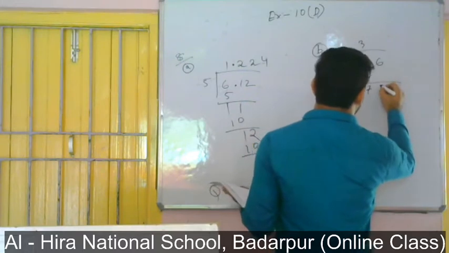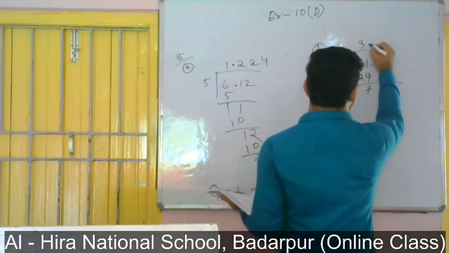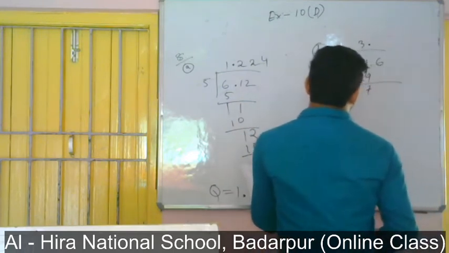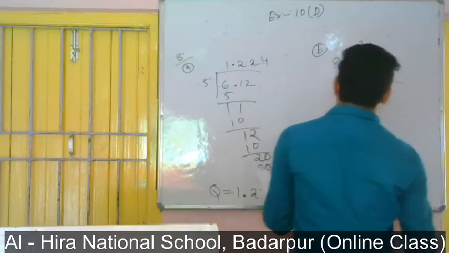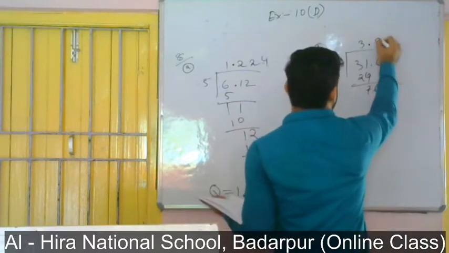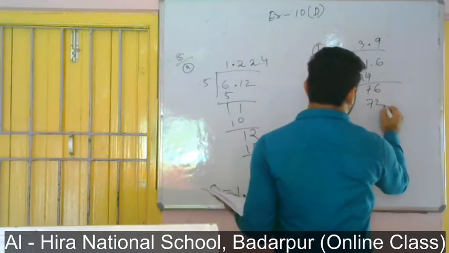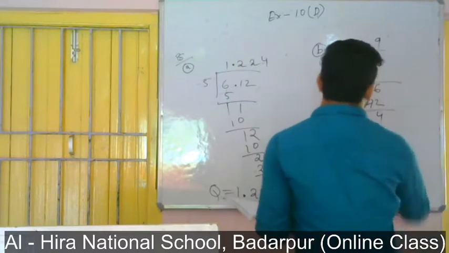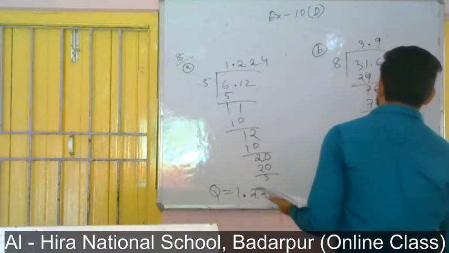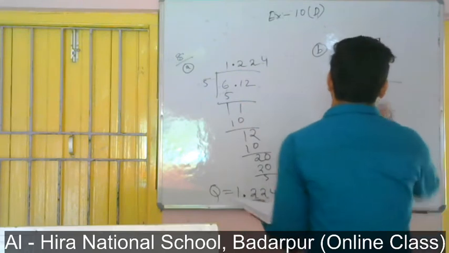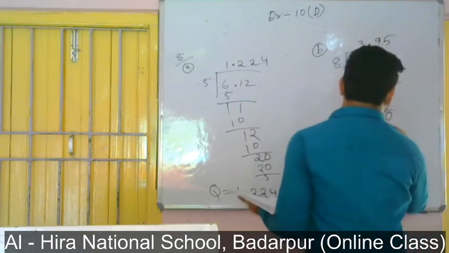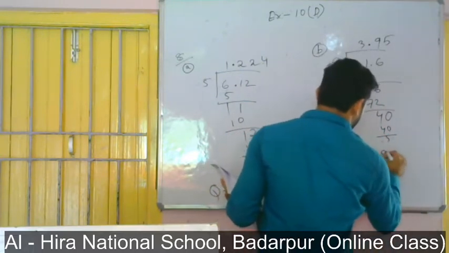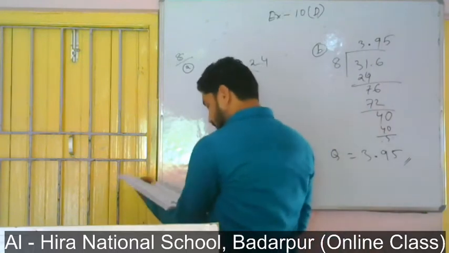So now we'll take what? After that we are getting point, so we'll put point. Okay. Now we shall take what? 6. Okay. And 8 9s are 72. Here remain what? 6 minus 2, what? 4. So point is there, we'll put what? 0. Okay. So 5 8s are 40. We can write quotient equals to 3.95. Okay.